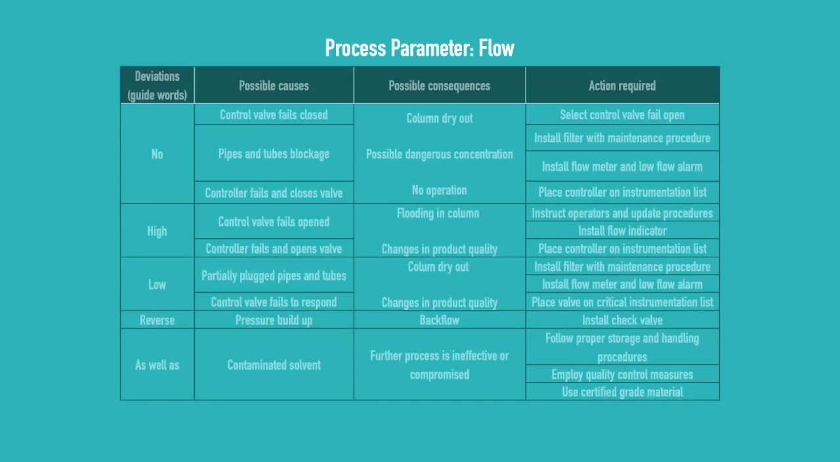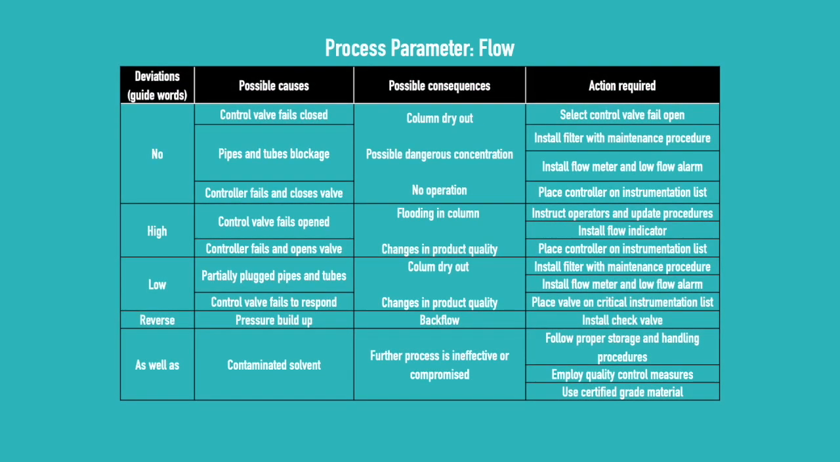The first process parameter is flow. The guide words are divided into no, high, low, reverse, and as well as. When there is no flow present, the consequences are column dry out, possible dangerous concentration, and no operation.